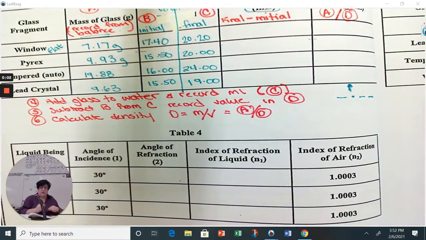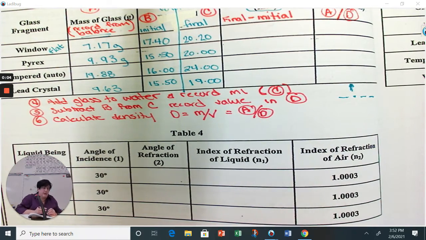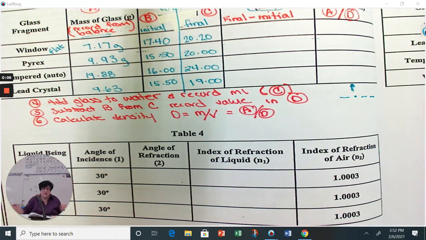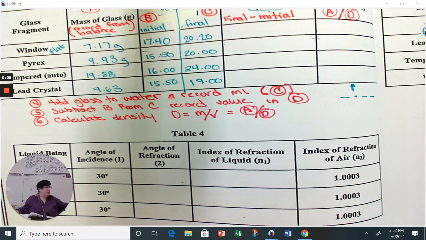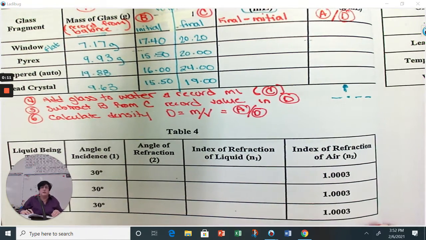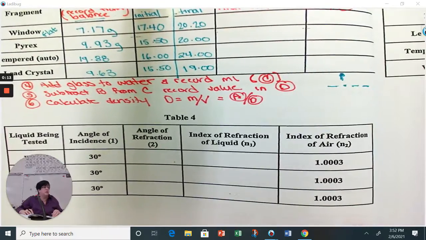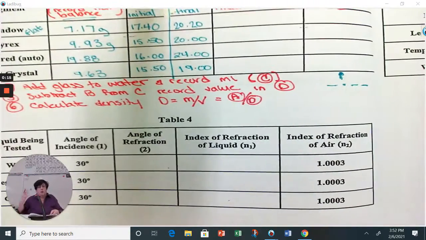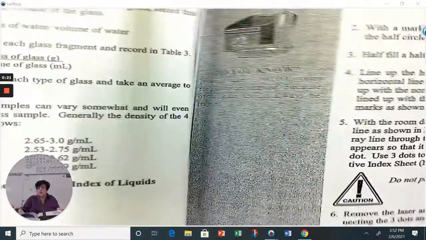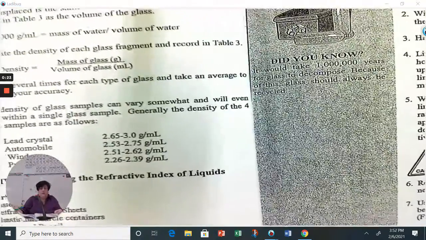Alrighty. So now we're on to part 3, which is the last part of the lab. Might be a little bit longer in terms of collecting data and processing the data. This is your directions, and then you're going to go forth and record your data. So this goes back to this thing called refractive index and comparing refractive index.